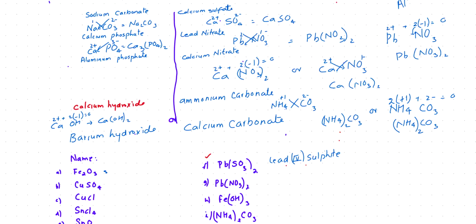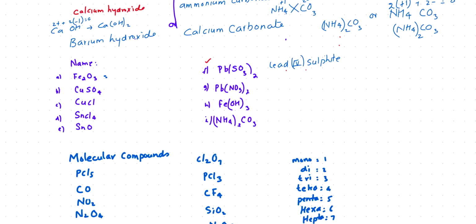Now some compounds are given, and you have to write the names of those compounds. For example, here Fe is a transition metal and the valency of Fe is written on oxygen. Oxygen valency is here. So iron 3 oxide. CuSO4, Cu is copper, sulfate. So copper 2 sulfate. Because copper is 2, sulfate is 2, they cancel. So we write copper 2 sulfate.